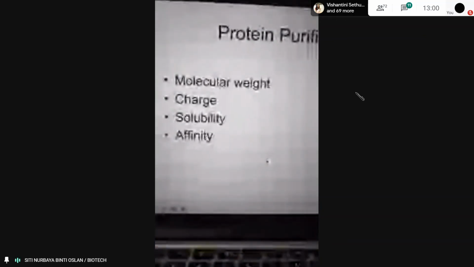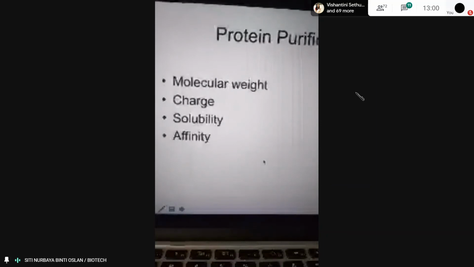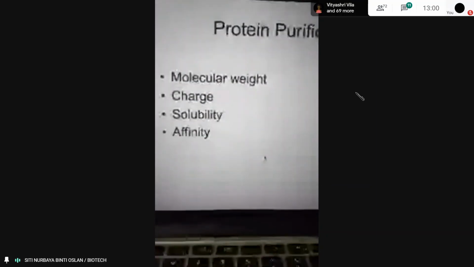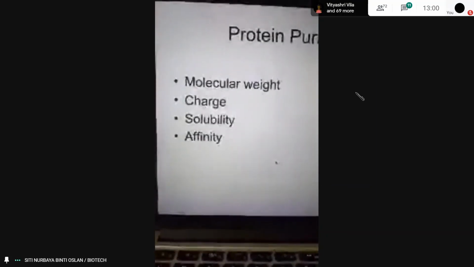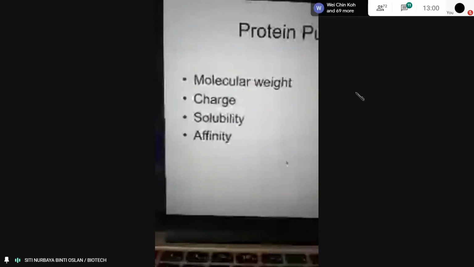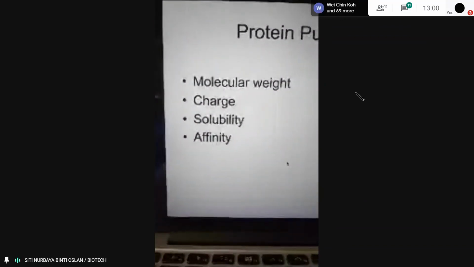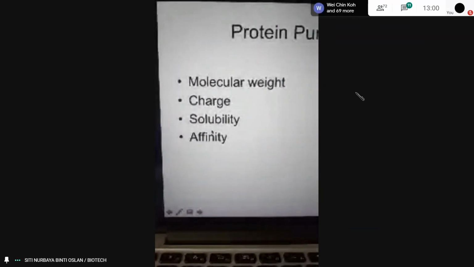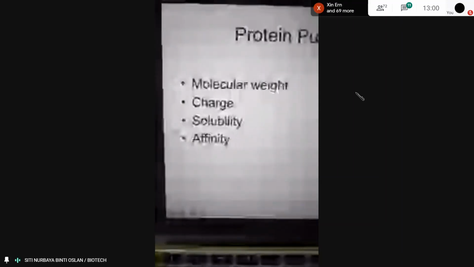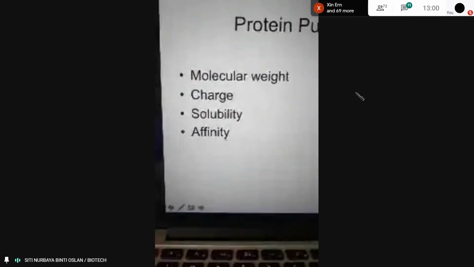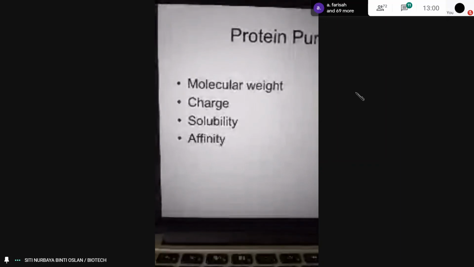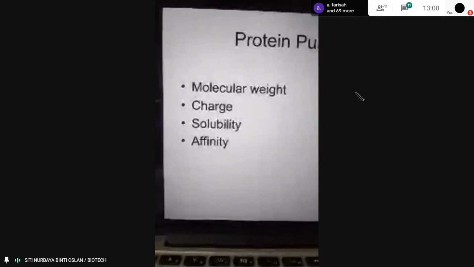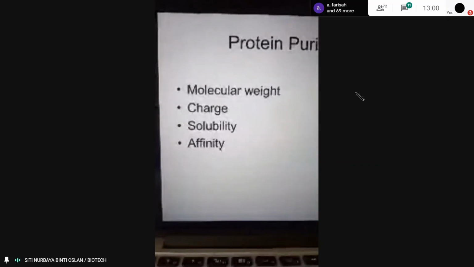For our case, we started using affinity. Let's check whether it works or not. Some of you had 20%, 30%, 80% recovery. So you decide. If affinity only gives you like 20% recovery or yield, forget about affinity. Use another technique. Maybe IEX first for you.